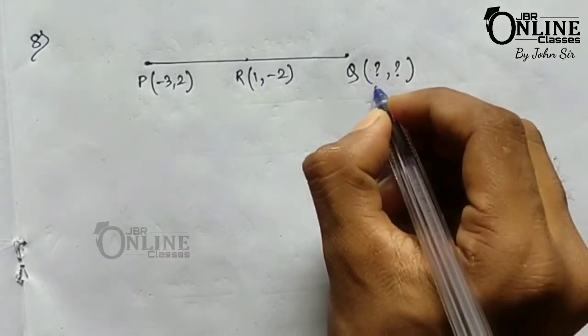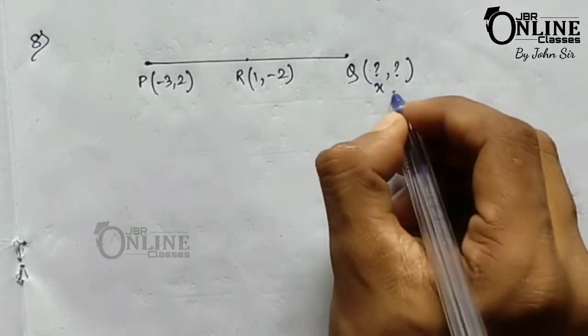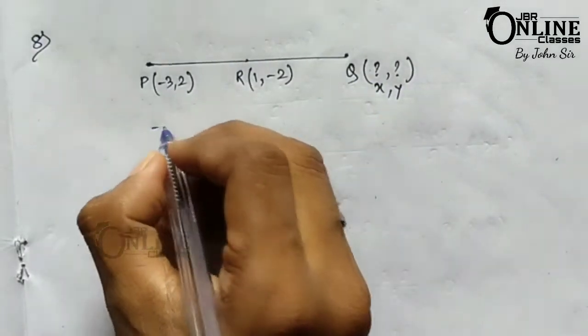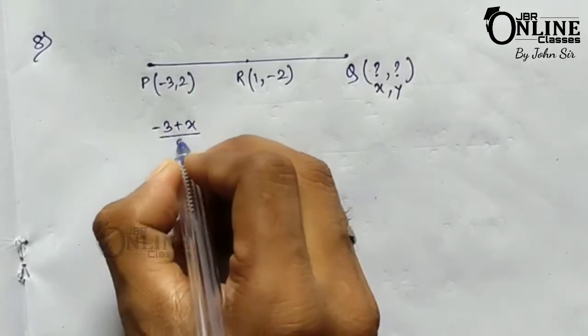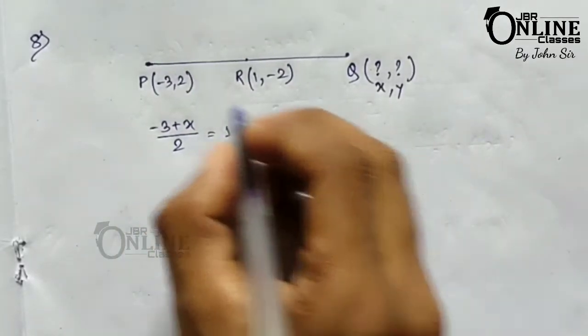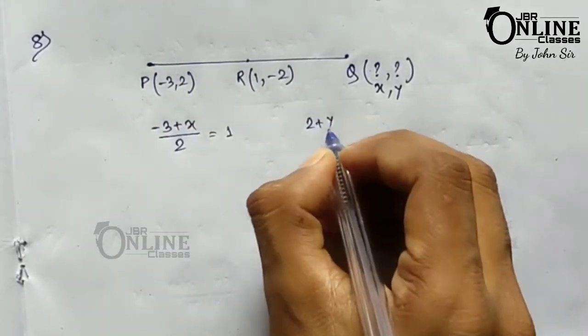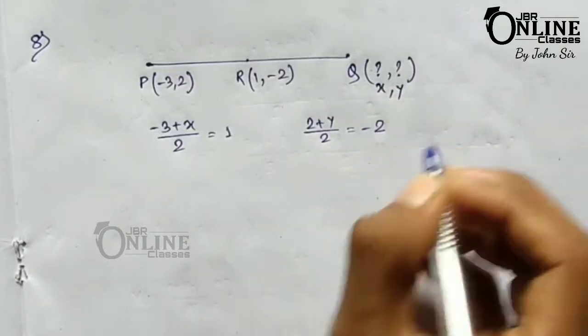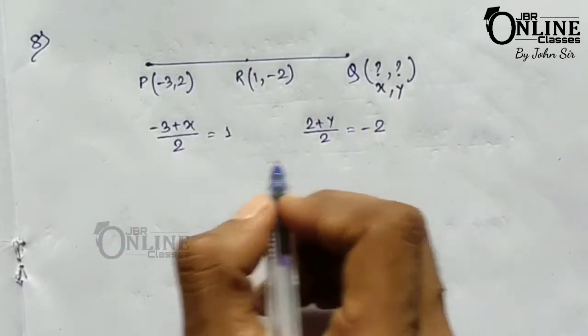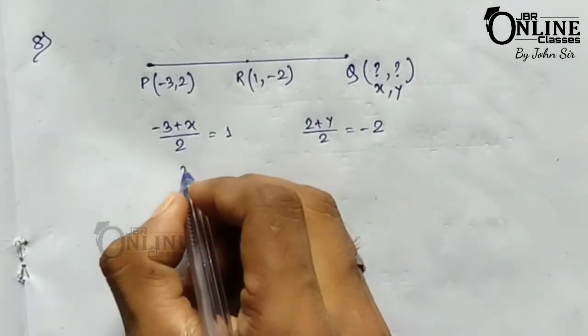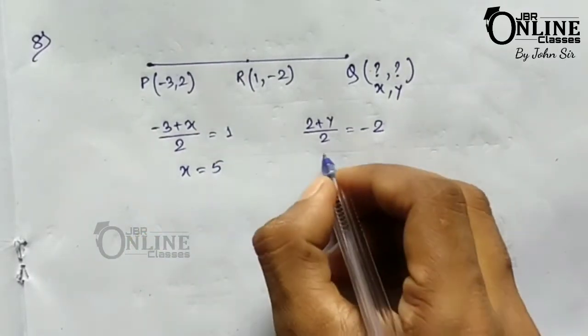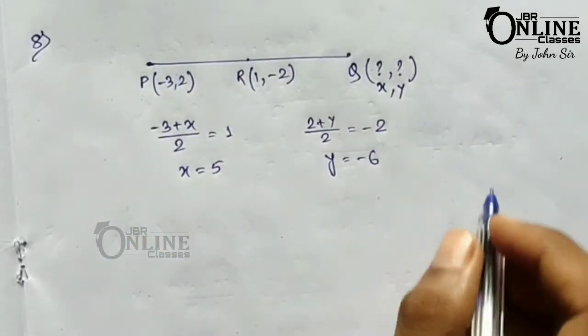So if you let the coordinates of Q equal (x, y), then (-3 + x)/2 equals 1, and second, (2 + y)/2 equals -2. Now from these two equations you can find the values of x and y. Here x equals 5 and y equals -6.